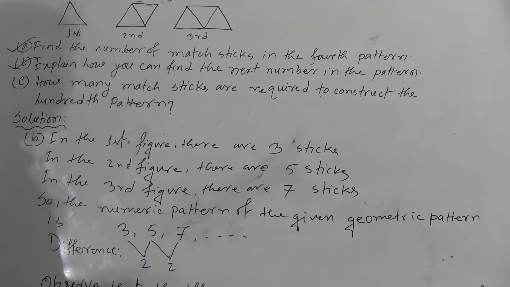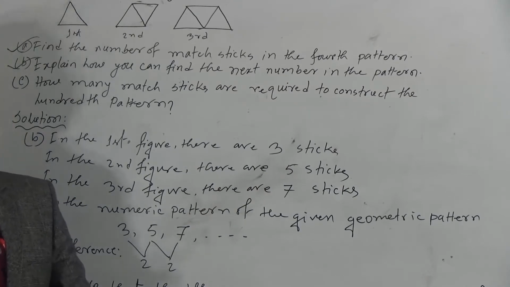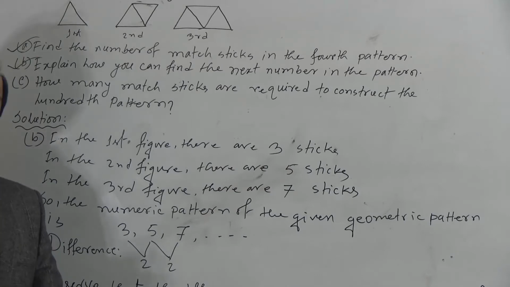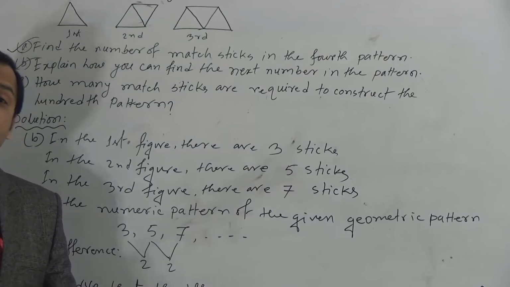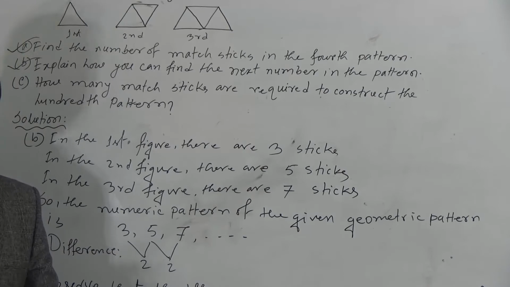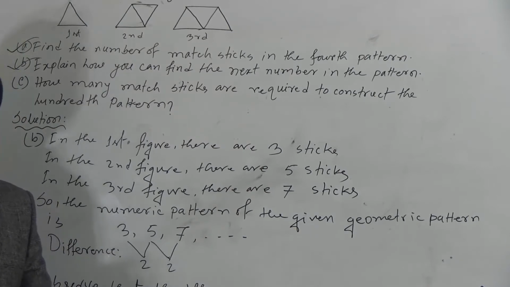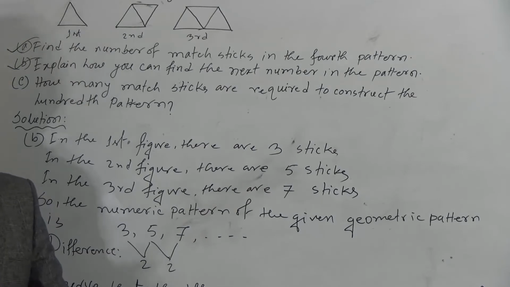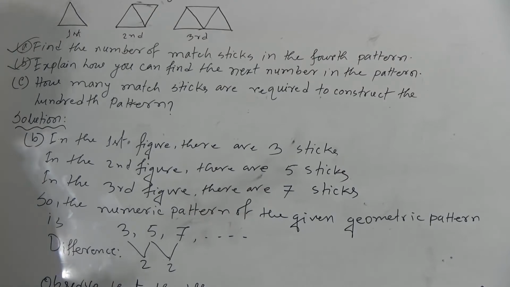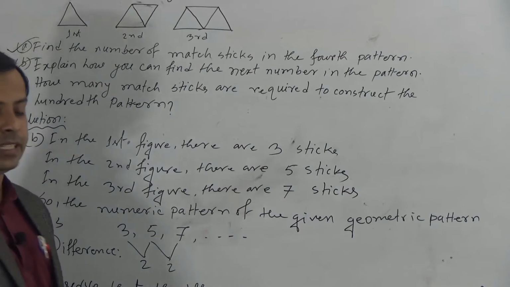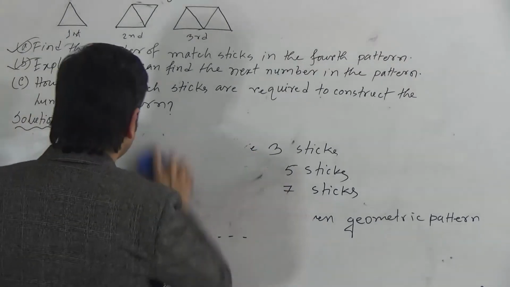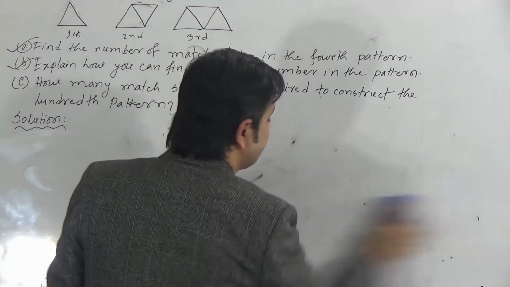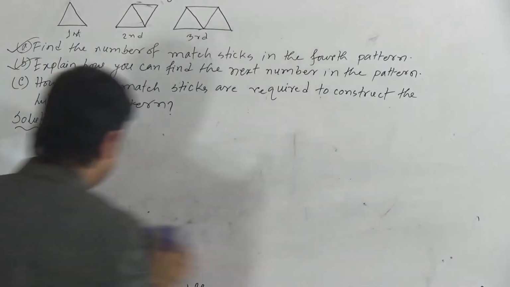Dear students, in the previous class, we have learned how to determine the algebraic expression of the pattern. If we can determine the algebraic expression of the pattern, and there if we put the value of the variable 100, then we will get the 100th pattern, and that value will be the number of matchsticks of the 100th pattern. Okay, dear students, so at first we have to determine the algebraic expression. Now question C. To determine the algebraic expression, we can write the numeric pattern of the given geometric pattern.